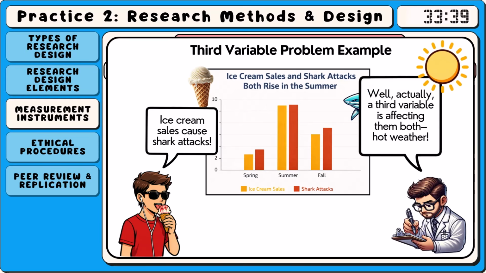But in reality, there is a third variable in effect: hot weather. This sends more people to beaches and boosts ice cream purchases.